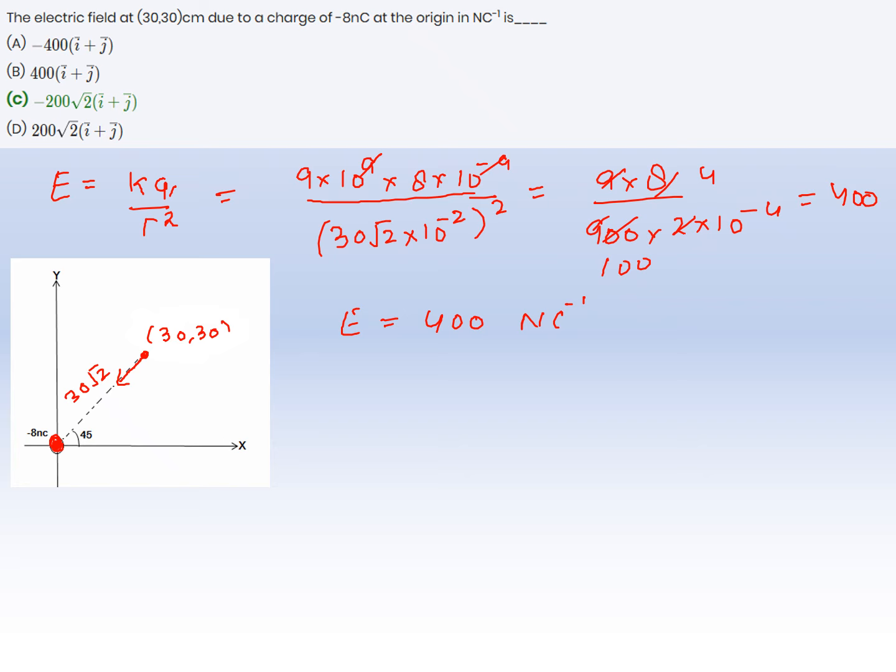So we have to write it in vector form, then we have to multiply the magnitude with the direction also. The direction is (root I cap minus j cap), and since it is a unit vector, we have to add the factor. So what we get is minus 200 root 2 (I cap plus j cap). So which option is correct? Option C is correct.